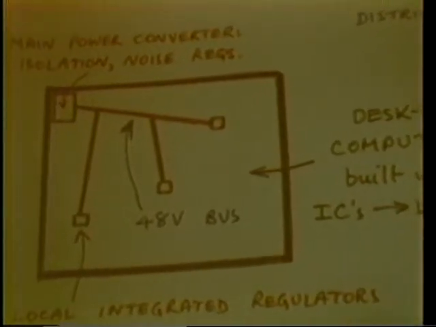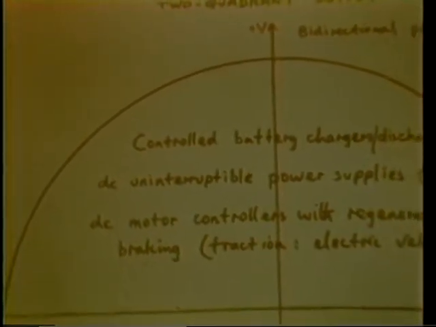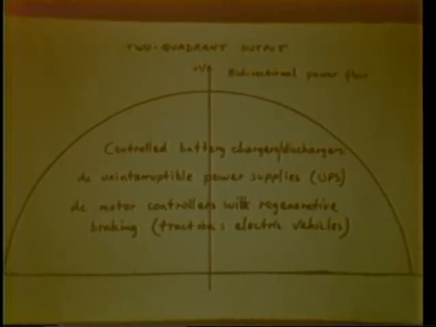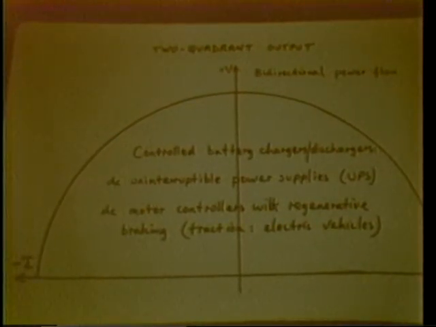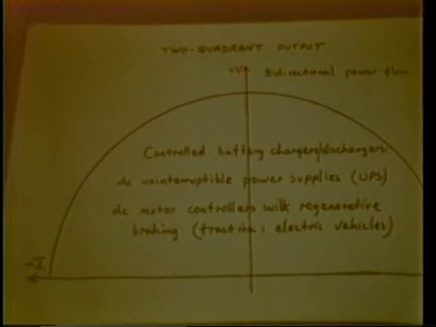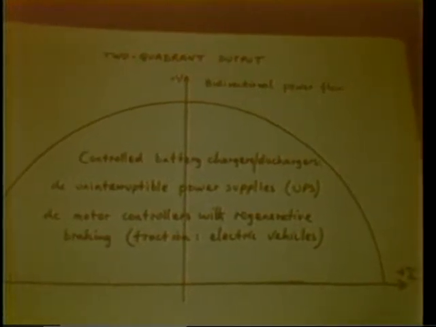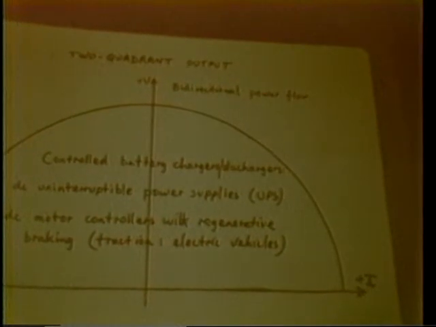Now, all of these that I've illustrated so far are one quadrant output type of systems. The next most complicated system is a two quadrant output. In this particular case, I've shown one polarity of voltage, but now two directions of current flow, either direction of current flow, which means the power flow can reverse. Applications for this kind of power processor would be battery chargers and dischargers, and DC motor controllers.